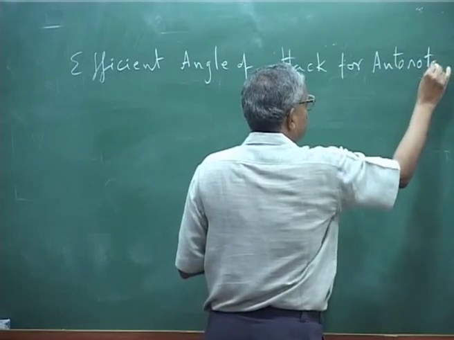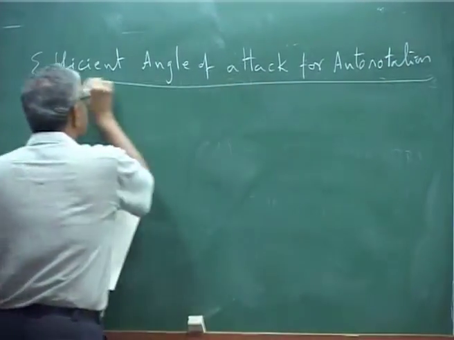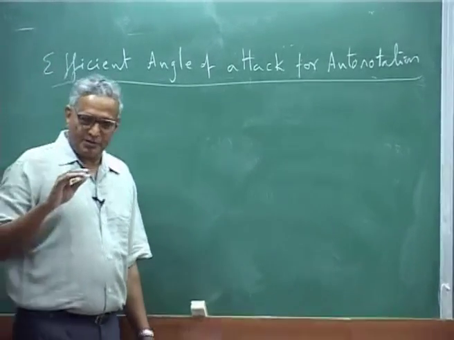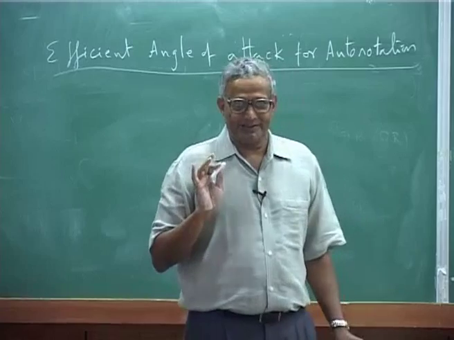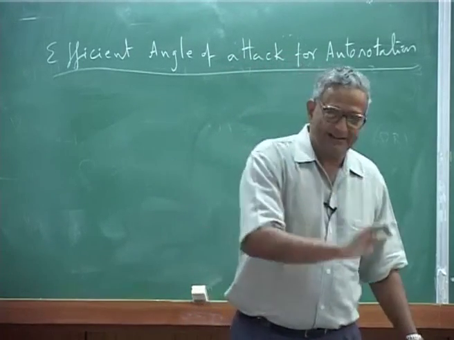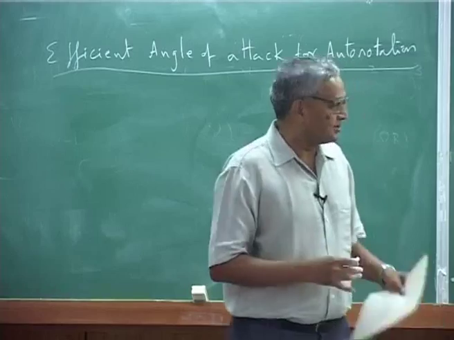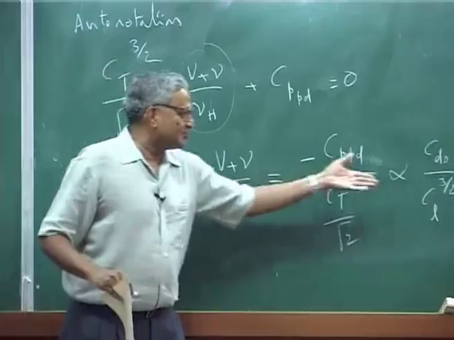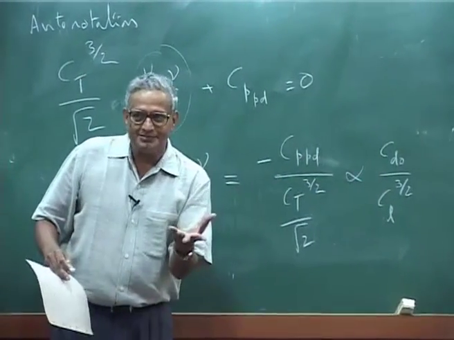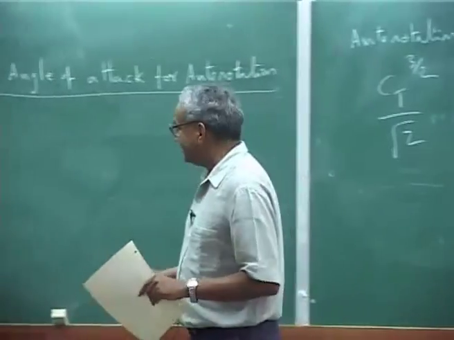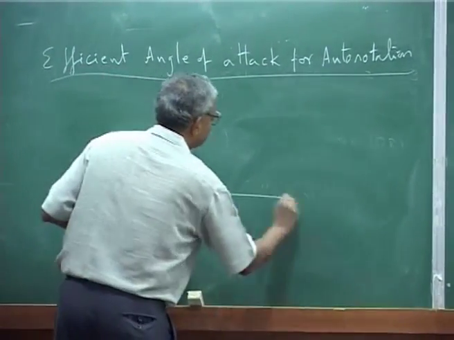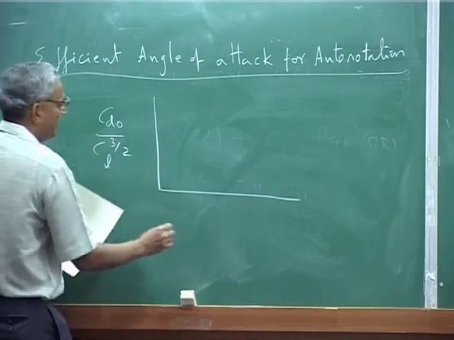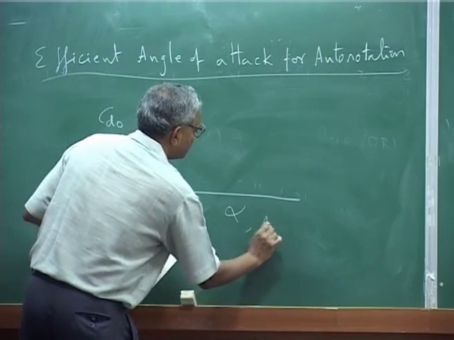When you say efficient, you want minimum. You do not want to come fast, you want to come slowly, okay? Then you can land very safely. So, you want to come slowly means, if this quantity is small, that means CD naught over CL. So, I will plot a curve for CD 0 over CL as a function of angle of attack.